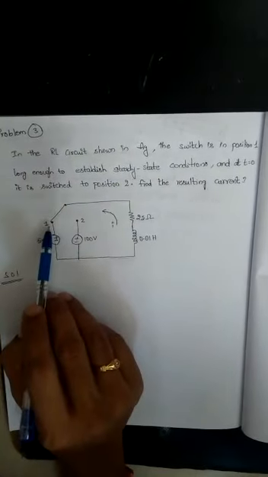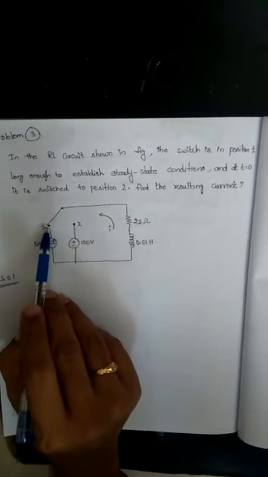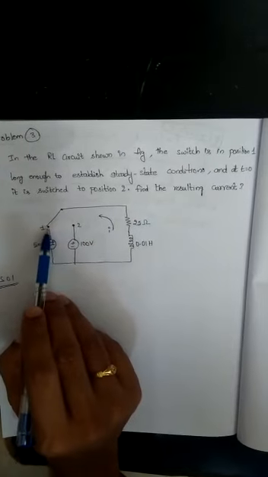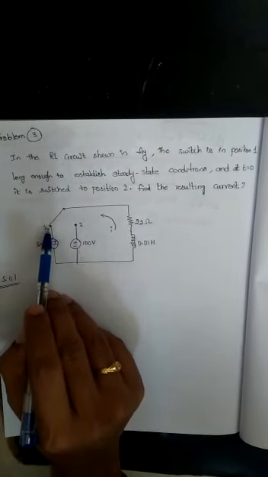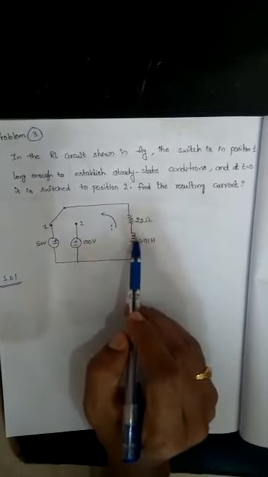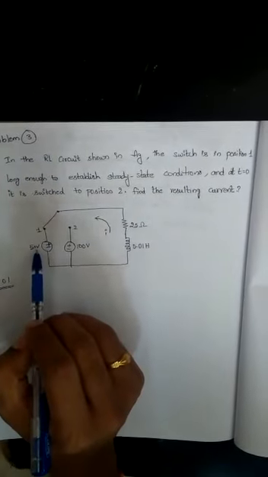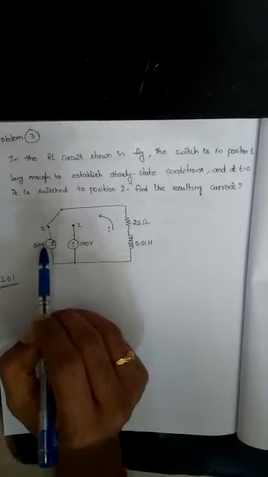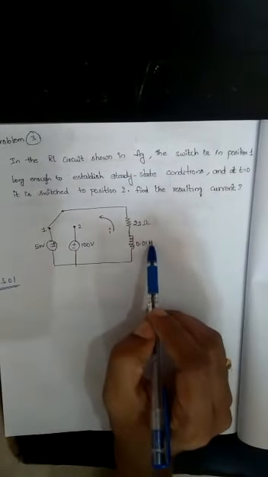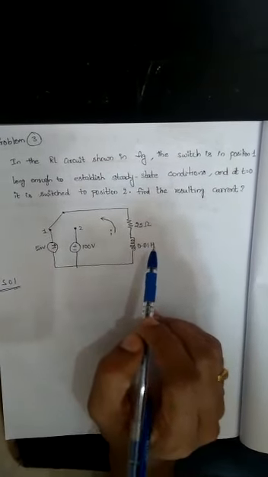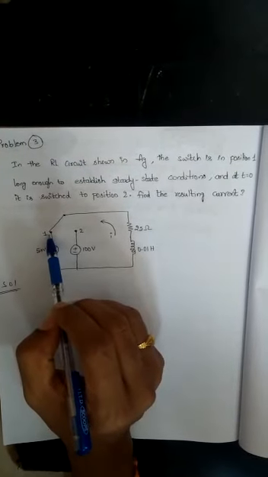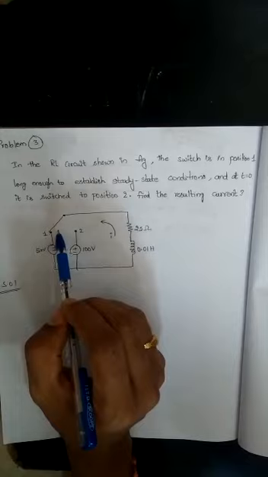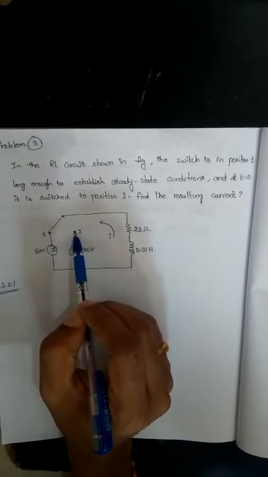So when the switch is in position number 1, there is a possibility of storing some amount of current through the inductor, because when applying DC voltage for a long amount of time, the inductor behaves as a short circuit. When the switch is in position number 1, you have to determine the initial current that you have to carry over when the switch moves to position number 2.